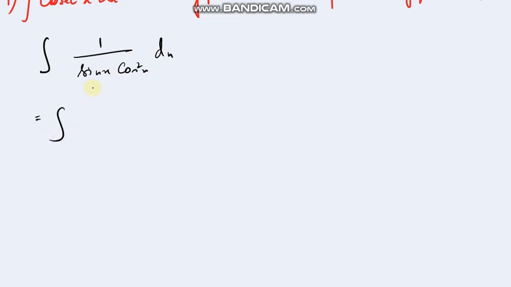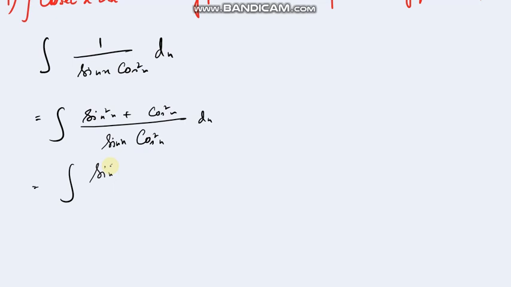So we have sin x and cos x. We know one identity relates sin x and cos x and gives us 1. The identity is sin square x plus cos square x is 1. So instead of that 1, if I write sin square x plus cos square x, and my denominator is sin x cos square x dx. So next line I will write integration of sin square x divided by sin x cos square x plus cos square x divided by sin x cos square x dx.